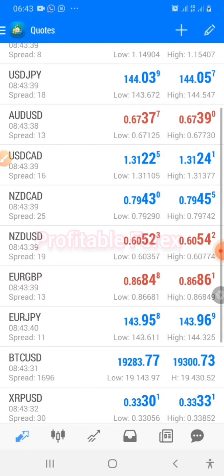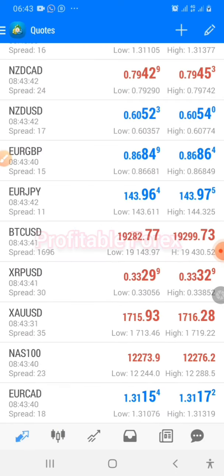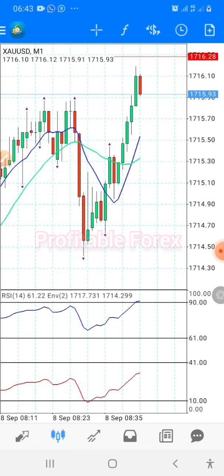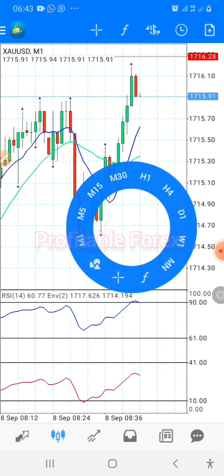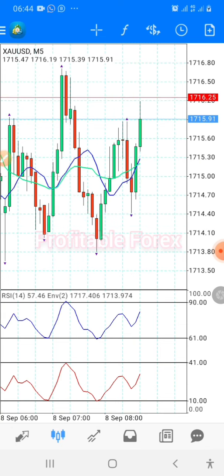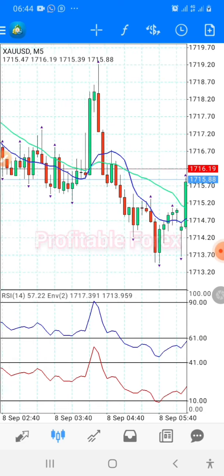So let's go back to gold, which is the case study asset we are using. It works for the 1 minute time frame, the 5 minutes, the 15 minutes, even the daily time frame. Let me show you. Let's go to the 5 minutes time frame. You can see that you can take your analysis.